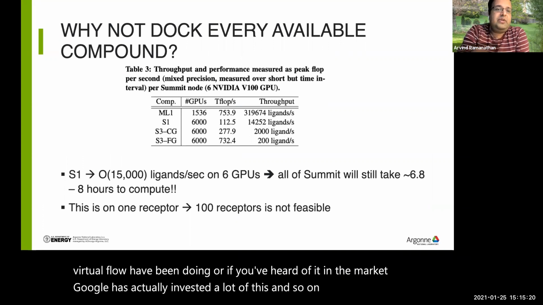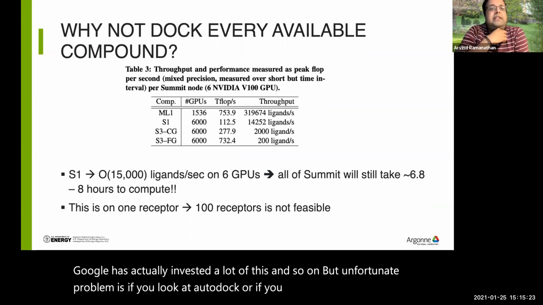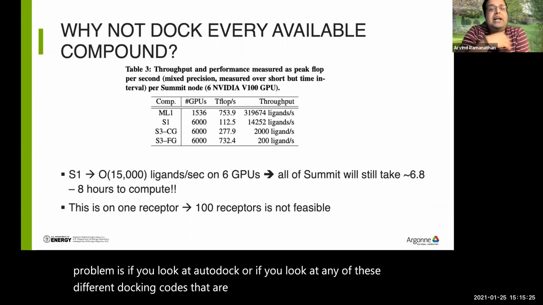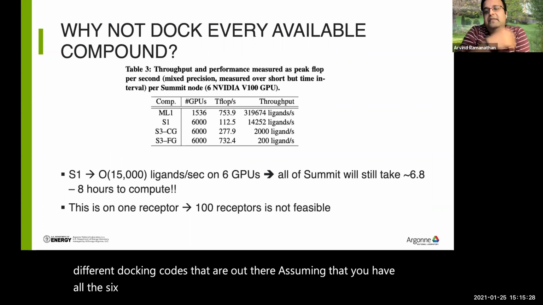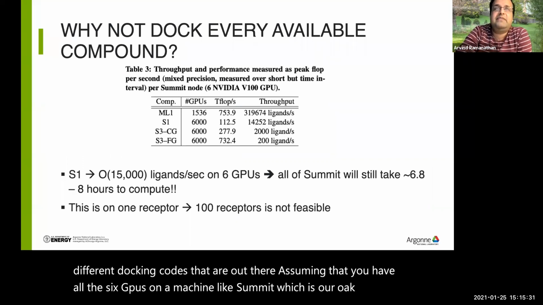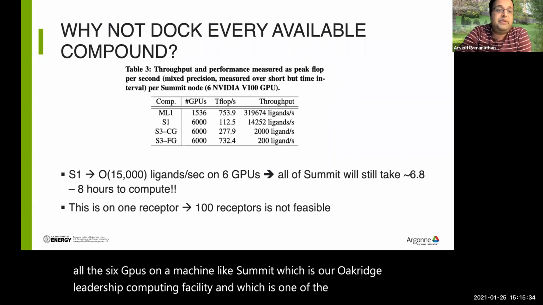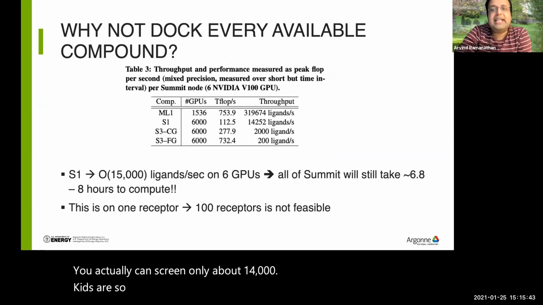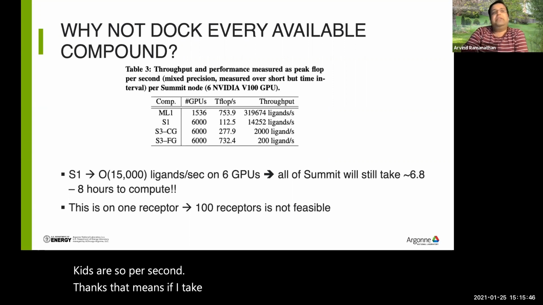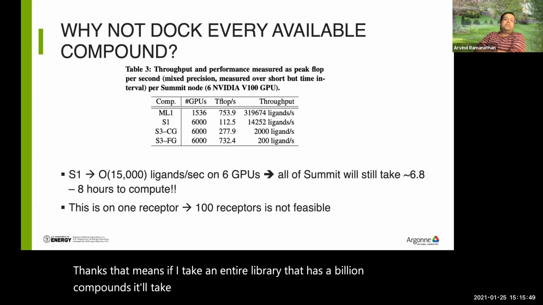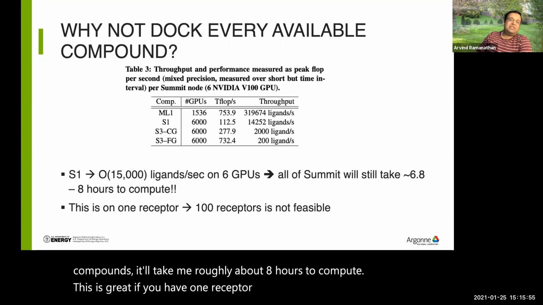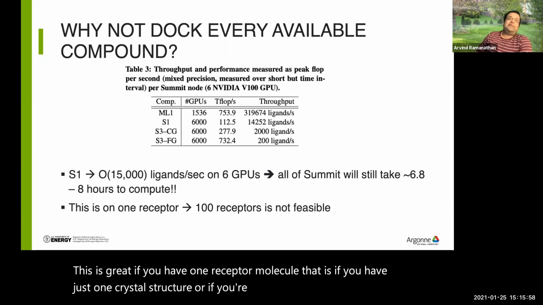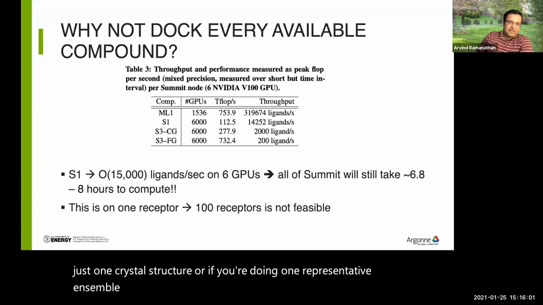But the unfortunate problem is, if you look at AutoDock or any of these different docking codes out there, assuming that you have all 6 GPUs on a machine like Summit, which is at our Oak Ridge Leadership Computing Facility and one of the top-ranking compute engines in the world, you can screen only about 14,000 ligands per second. That means if I take an entire library that has 1 billion compounds, it'll take roughly 8 hours to compute. This is great if you have one receptor molecule, that is, just one crystal structure, or one representative ensemble from an MD simulation.